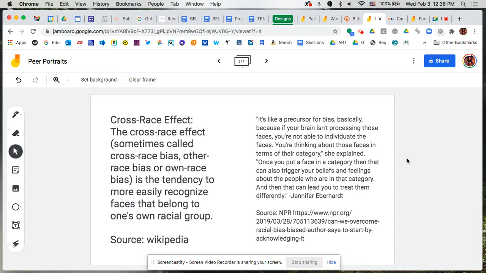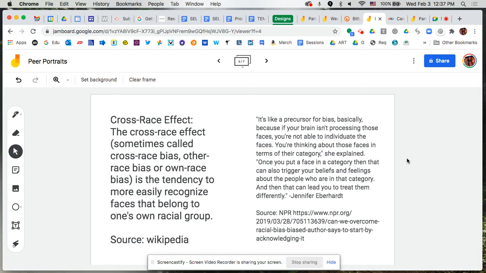So let's say that I come across a group of people who are Asian, and I basically look at them and see, kind of like they all look the same to me, right? So I am then being affected by this phenomenon, this concept called the cross-race effect. And author Jennifer Eberhardt, she wrote the book called Biased. And she says that cross-race effect is like a precursor for bias, which could lead to racist actions.